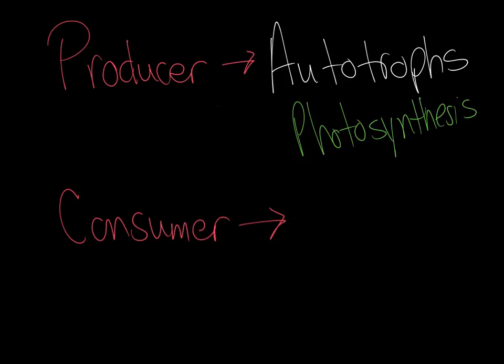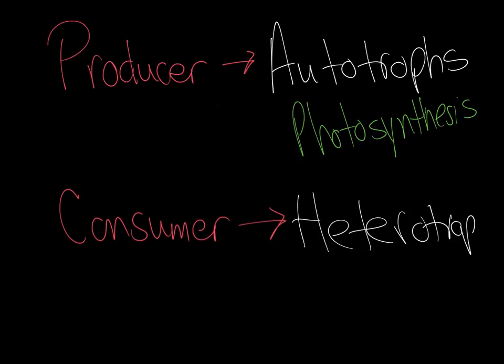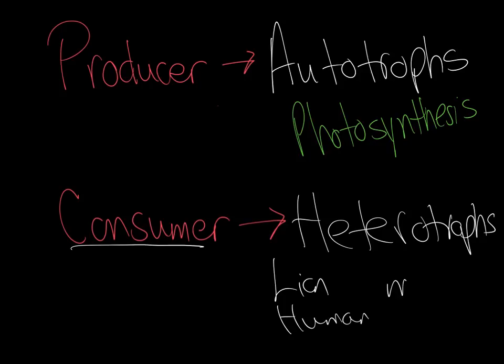Then we have the word consumer. Now a consumer, another word that you've learned for it now, is heterotrophs. So these are the ones that don't produce their own food. They have to consume other organisms to get their energy. Examples of this would be something such as a lion, a human, mouse, etc.